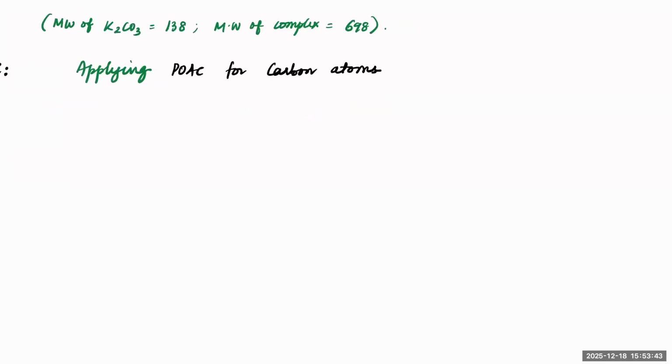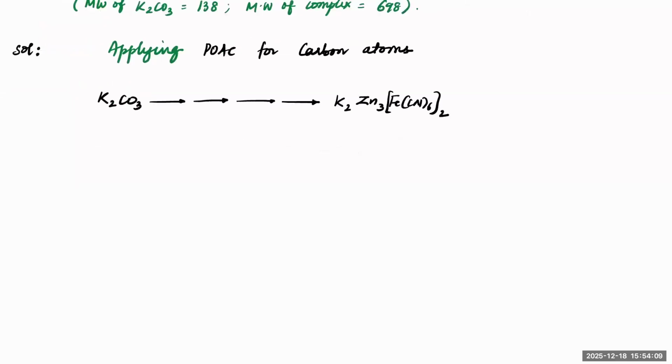What's the reaction that's taking place? K2CO3 is going through several reactions to finally form a complex, K2Zn3[Fe(CN)6]2, twice. Very good. Have you written that? Now, please relate the number of moles of these two compounds using only carbon.